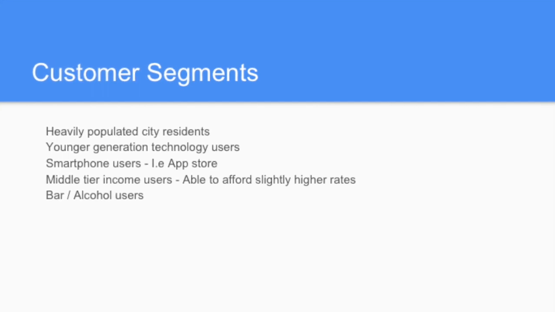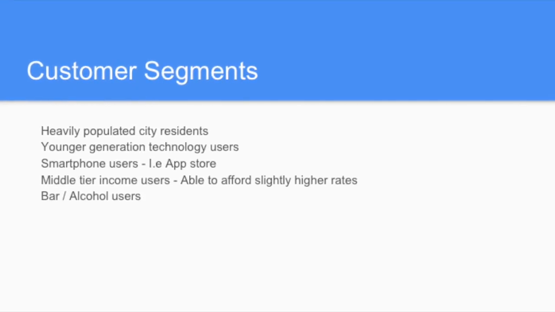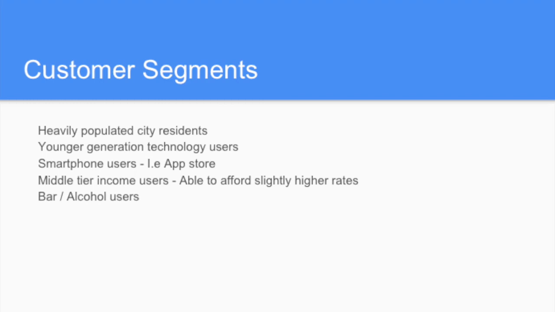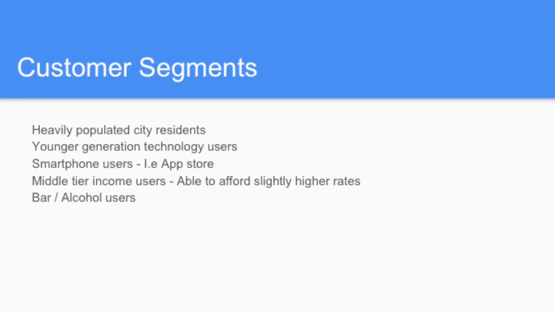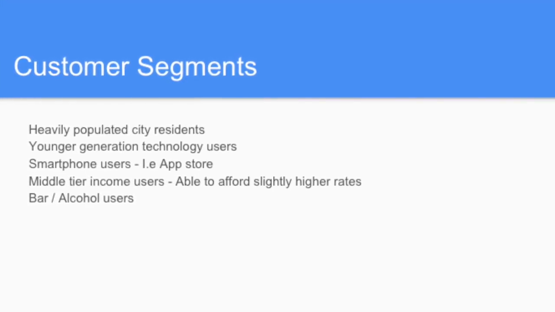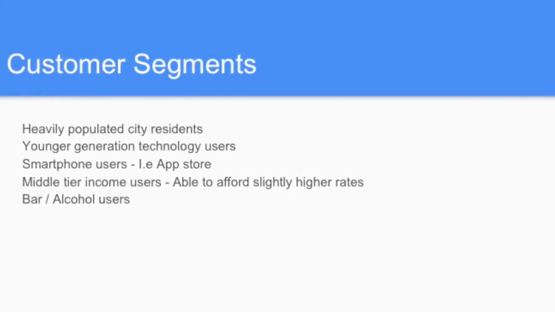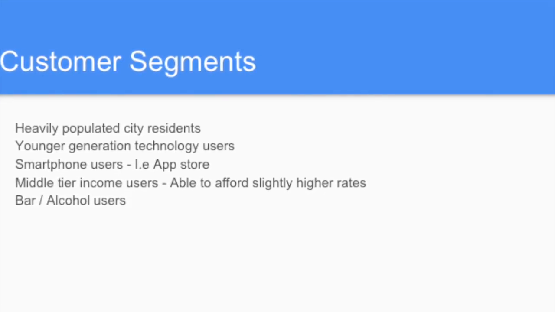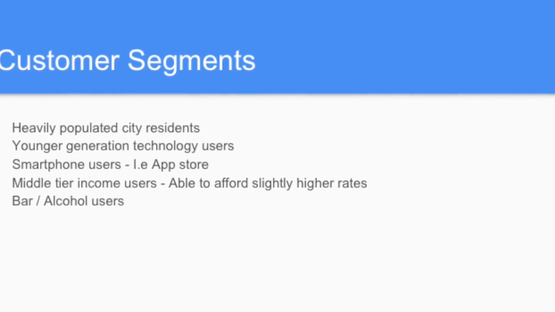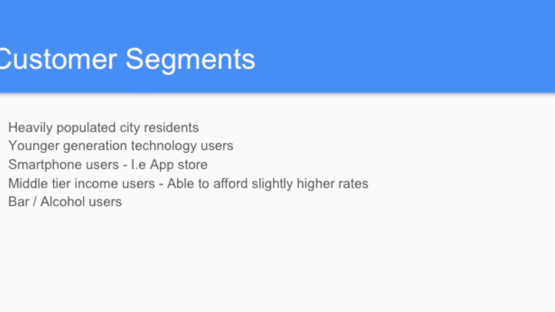Moving on to the customer segments portion, we look at 5 major areas where Uber uses its customers. First off, we take a look at heavily populated city residents. Heavily populated areas that Uber is currently running in are Seattle, Los Angeles, and New York. Our next segment, younger generation technology users, is more inclined to use applications like Uber. This coincides with our next segment, which is smartphone users who download the app to use Uber. Our next segment includes middle-tier income users who are able to afford slightly higher rates, including adults and young college students. Finally, we move into our final segment of bar and alcohol users, which probably includes a lot of you out in the audience today.